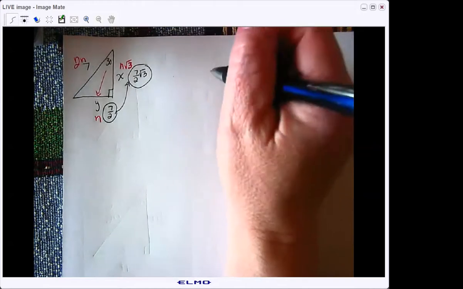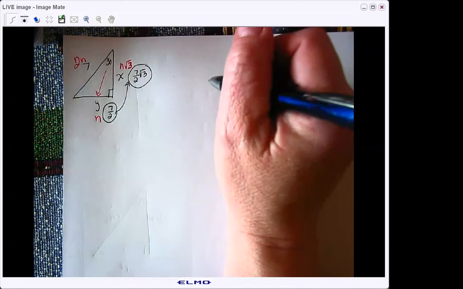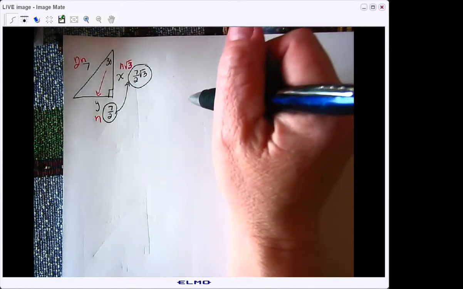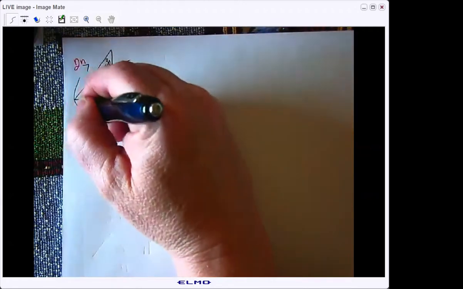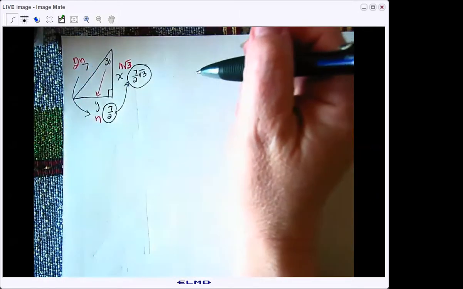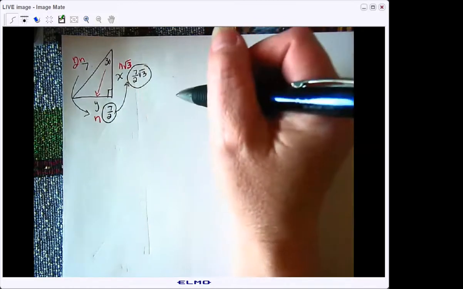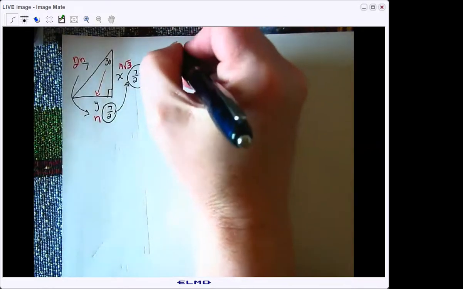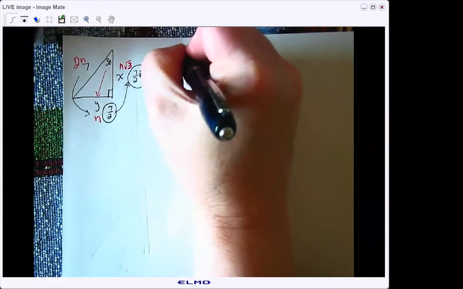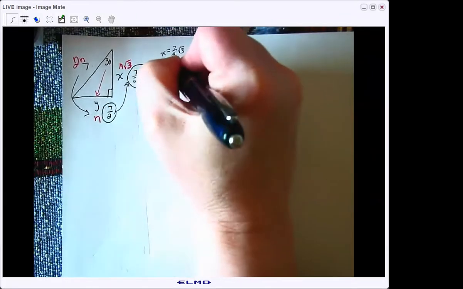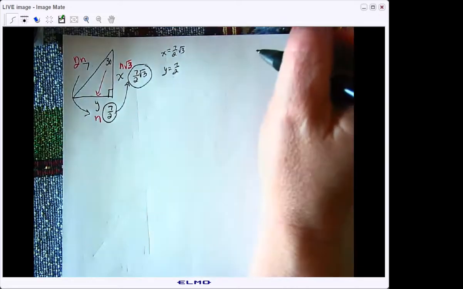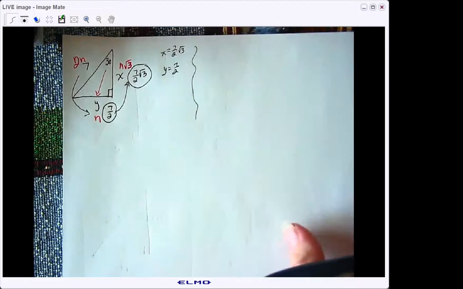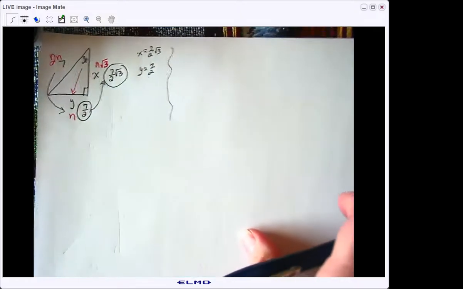I have found, and many of my students find, that drawing the arrows does make it a little bit easier, because I go from 2n to n, and then I can go to n root 3. So x is equal to 7 over 2 root 3, and y is equal to 7 over 2. Okay. Next one.